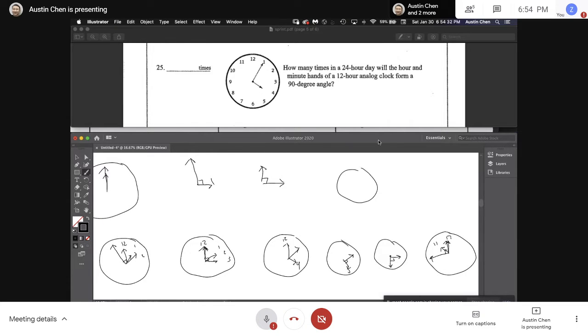So on the 0th hour, okay, the minute hand starts here, the hour hand is here. So one right angle is going to be made somewhere here, right? It's like boom and boom.